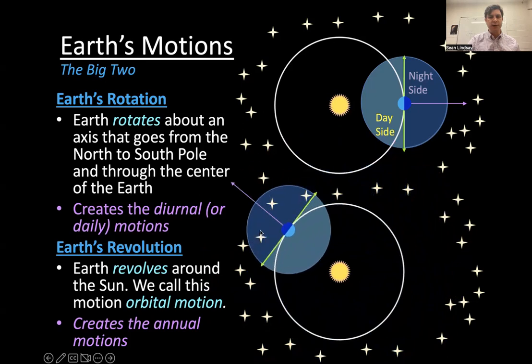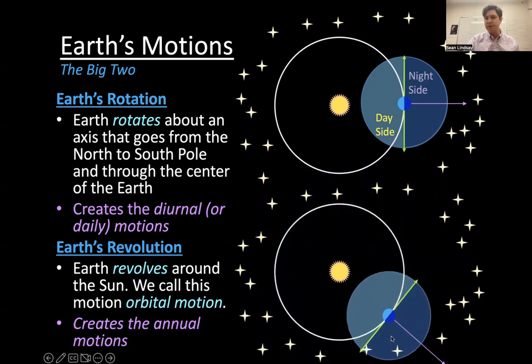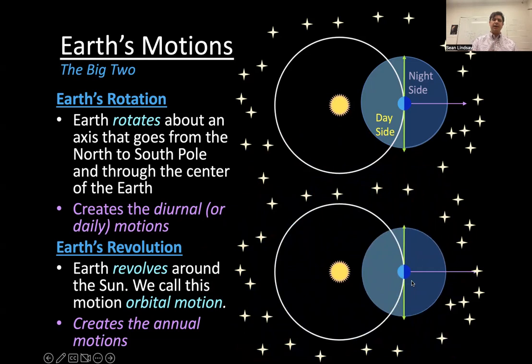Now these stars are viewable at night. These stars are now viewable, and then these stars. And that repeats on an annual cycle. So these create our annual motions in the sky.